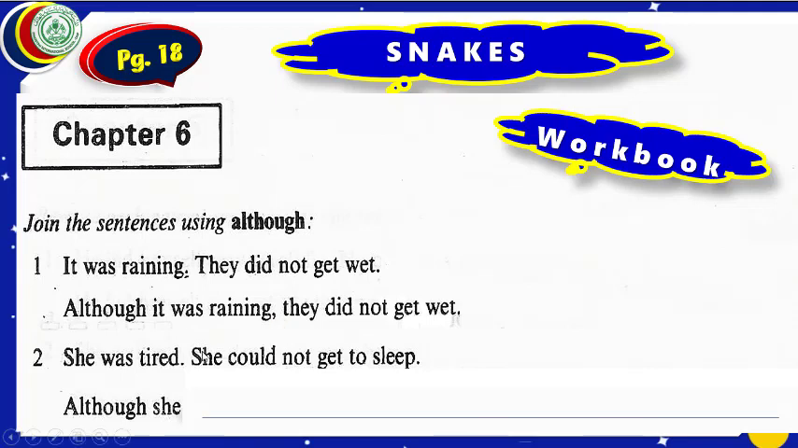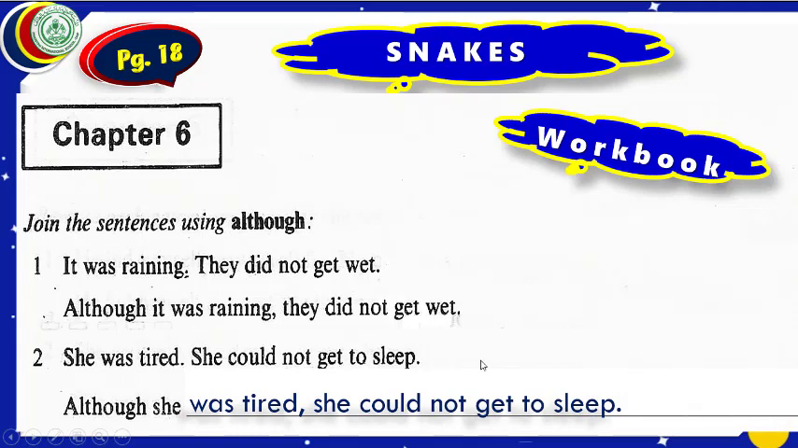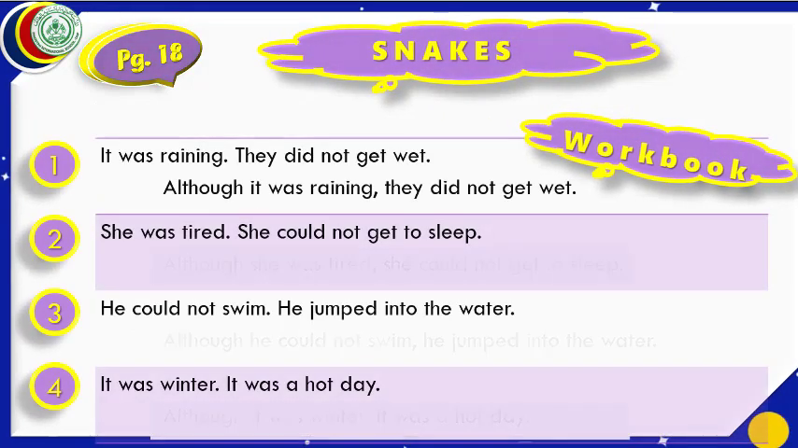Let us move forward to do part number 2. She was tired. She could not get to sleep. Our answer will become, although she was tired, comma, she could not get to sleep. Let us write the answer. Yes, students, I'm sorry. We have written the answer. Let us move to the next parts.